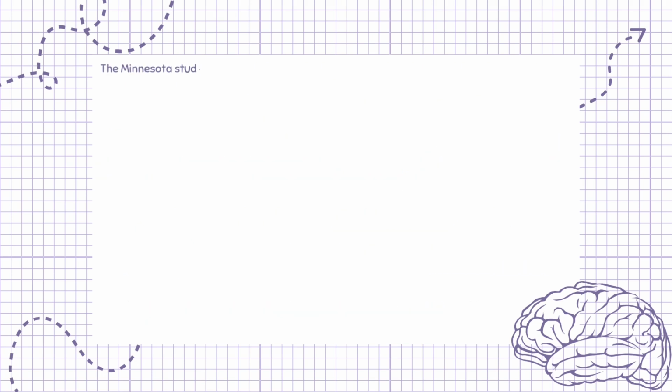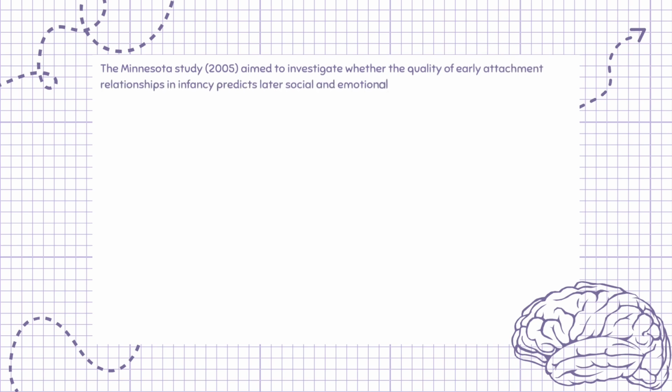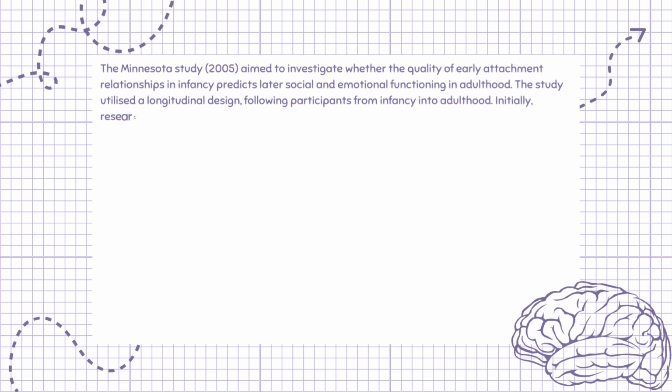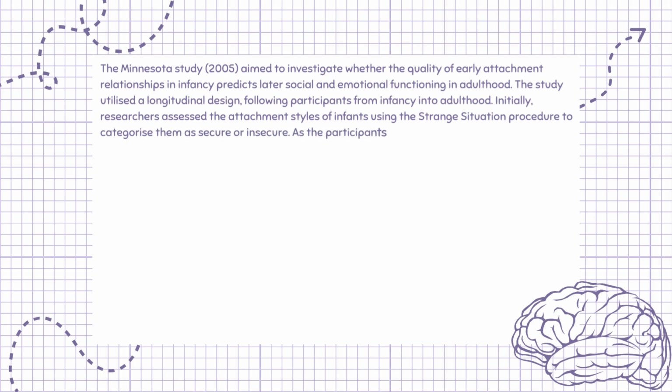The Minnesota study, 2005, aimed to investigate whether the quality of early attachment relationships in infancy predicts later social and emotional functioning in adulthood. The study utilized a longitudinal design, following participants from infancy into adulthood. Initially, researchers assessed the attachment styles of infants using the strange situation procedure to categorize them as secure or insecure.